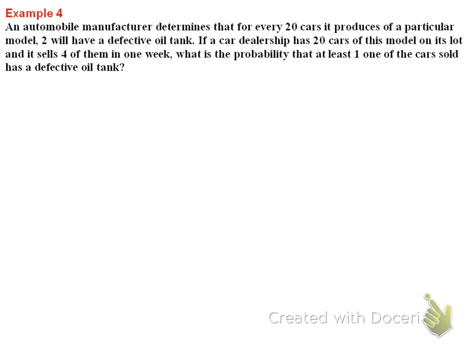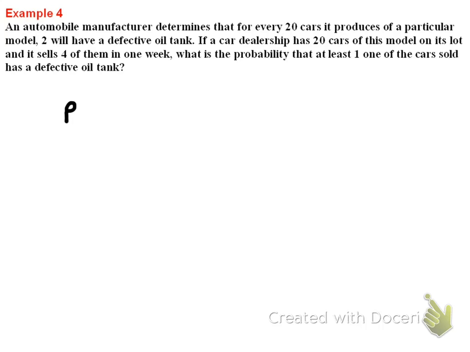Alright, so for this one, it's actually easier to find the probability of selling one without a defective oil tank and subtract that from 1 to find the probability of having a defective oil tank sold. And that's because we can't take 4 out of a group of 2 defective ones. We can take groups of 4 out of the 20 cars, or rather, the 18 that are not defective. But we can't take groups of 4 out of the 2 that are defective. That gets really weird. So what we're going to do is state this.